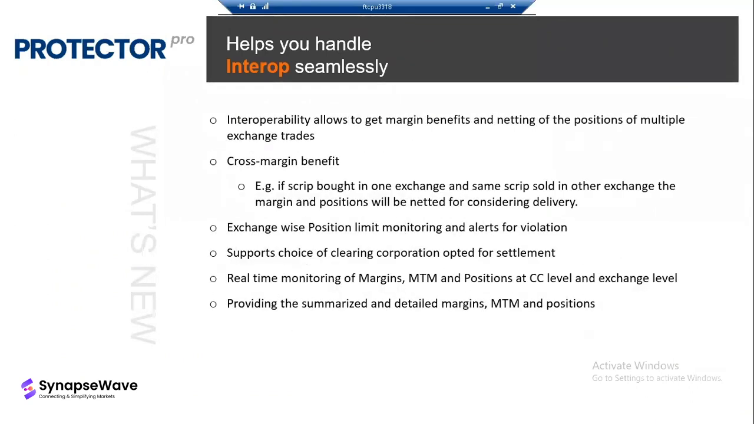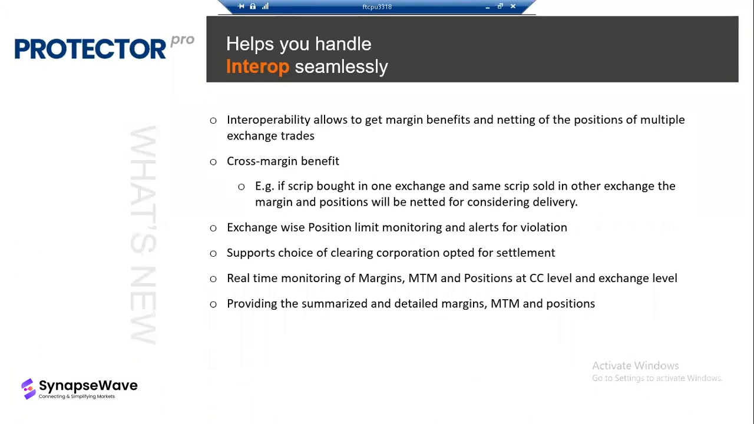Interoperability allows you to generate margin benefits and netting of positions across multiple exchanges. As I have said, the netting of the positions is also considered. Let us assume a position is taken in BSE and you are closing that position in NSE. In that case, both the trades are considered, the margin benefits are netted off, that margin is released, and you get additional position wherever you can have it. The cross margin benefit is the same as we explained earlier.